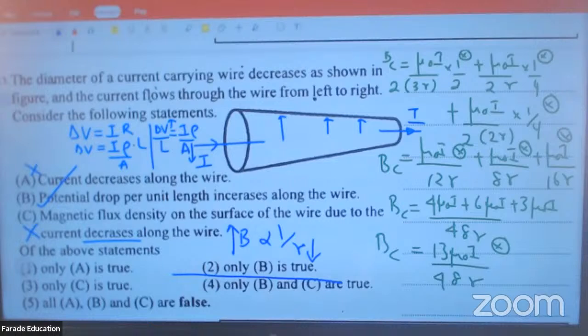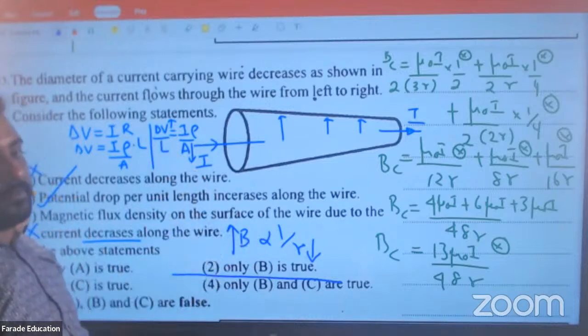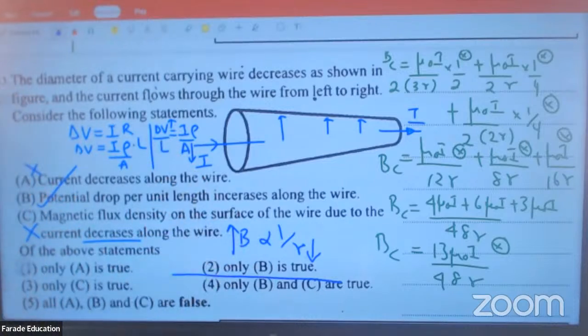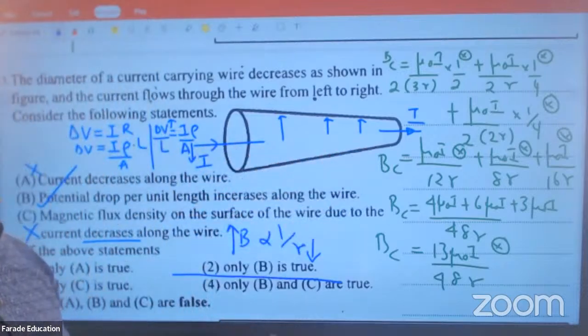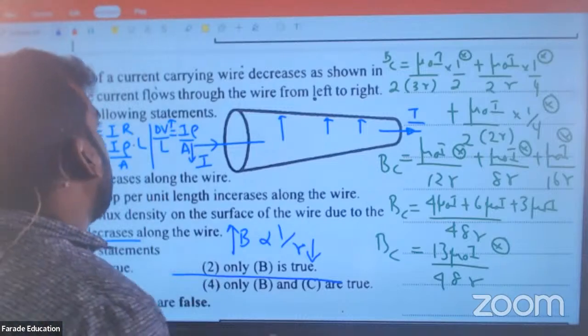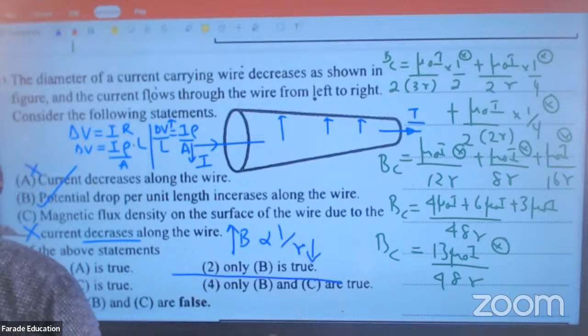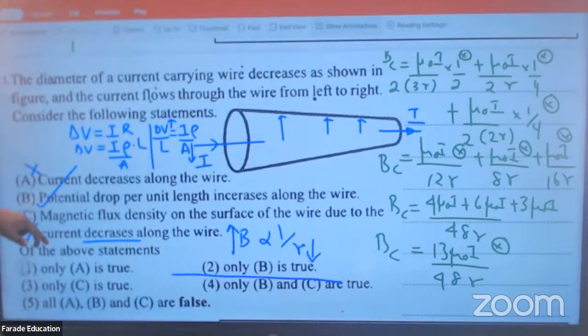So you can see the conditions have been written right there. Even if the cross-sectional area changes, the current through the wire will not change. Okay. Right.